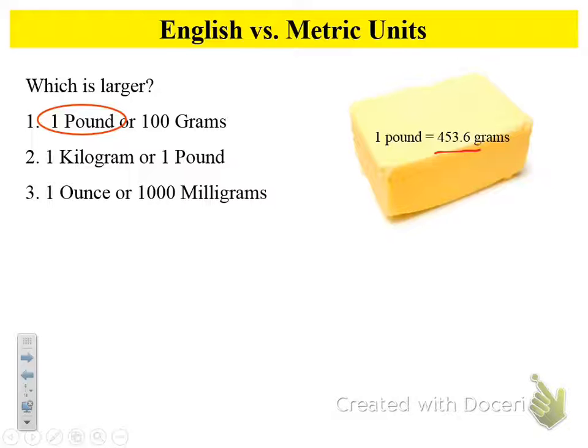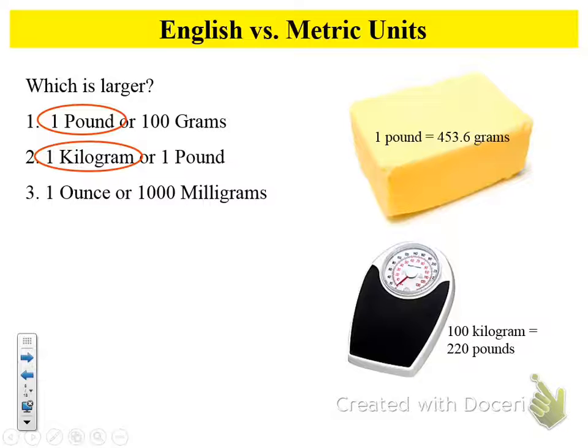All right, so I'm seeing mostly thumbs up. I think you're using what I just told you. 1 pound equals 453.6 grams. So, okay, 1 kilogram is bigger. And as you fill in down below, 100 kilograms actually equals 220 pounds.